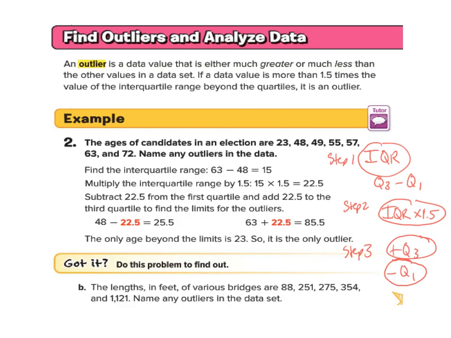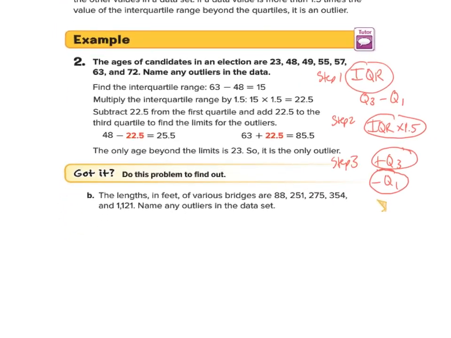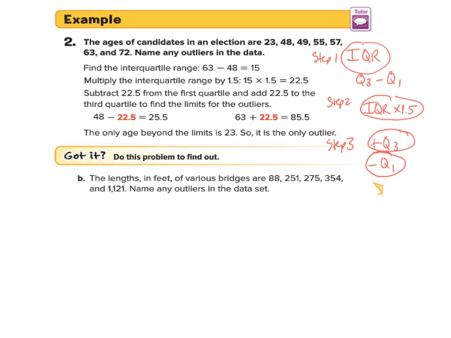But we're going to try out this one. We'll just go right to the "Got It" one, and we're going to see if there's an outlier in this list. Take a look. Here's our list. I'm going to rewrite it down here bigger so you can see it. It says the lengths in feet of various bridges. Notice how they already have them in order for us.